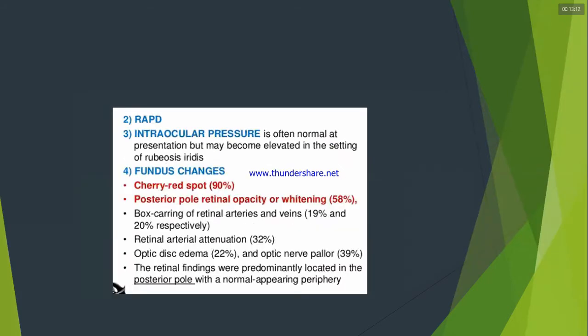So the first is the visual acuity, diminution of vision. The second is the RAPD, that is a relative afferent pupillary defect. How will you check this relative afferent pupillary defect? We will teach you in your practical class. You will throw the light alternately in both eyes, keeping the light for 2 seconds in each eye and moving the torchlight to the other eye. And instead of constriction of the pupil, you will see dilatation of the pupil.